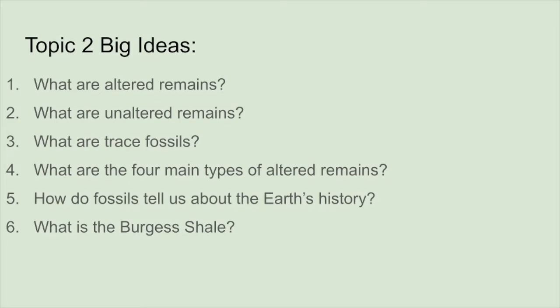So for topic 2, the big idea is continuing to look at fossils here. We actually saw these first 3 before. So 1, what are altered remains? 2, what are unaltered remains? 3, what are trace fossils? Okay, we've seen those last topic. What are the 4 main types of altered remains? How do fossils tell us about the Earth's history? And what is the Burgess Shale?